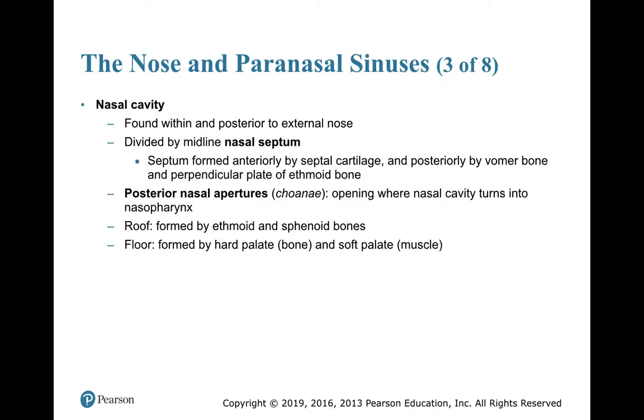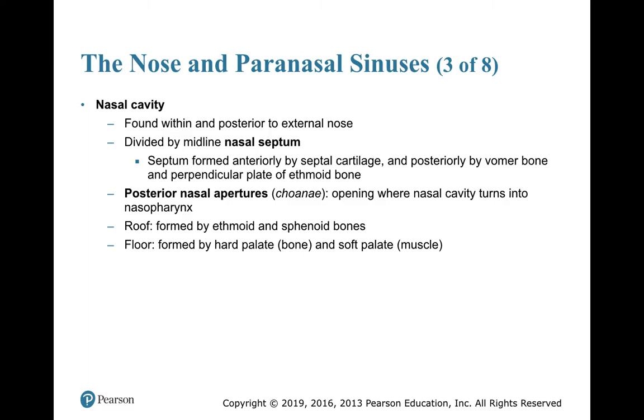The nasal cavity is found within and posteriorly to the external nose. It's divided in the middle by the nasal septum, and that septum is formed in the front by septal cartilage and towards the back by the vomer bone and a perpendicular plate of the ethmoid bone, if you remember those from our discussions of the skeleton. Posterior nasal apertures, choanae, are openings where the nasal cavity turns into the nasal pharynx, and the roof is formed by the ethmoid bone and sphenoid bone.